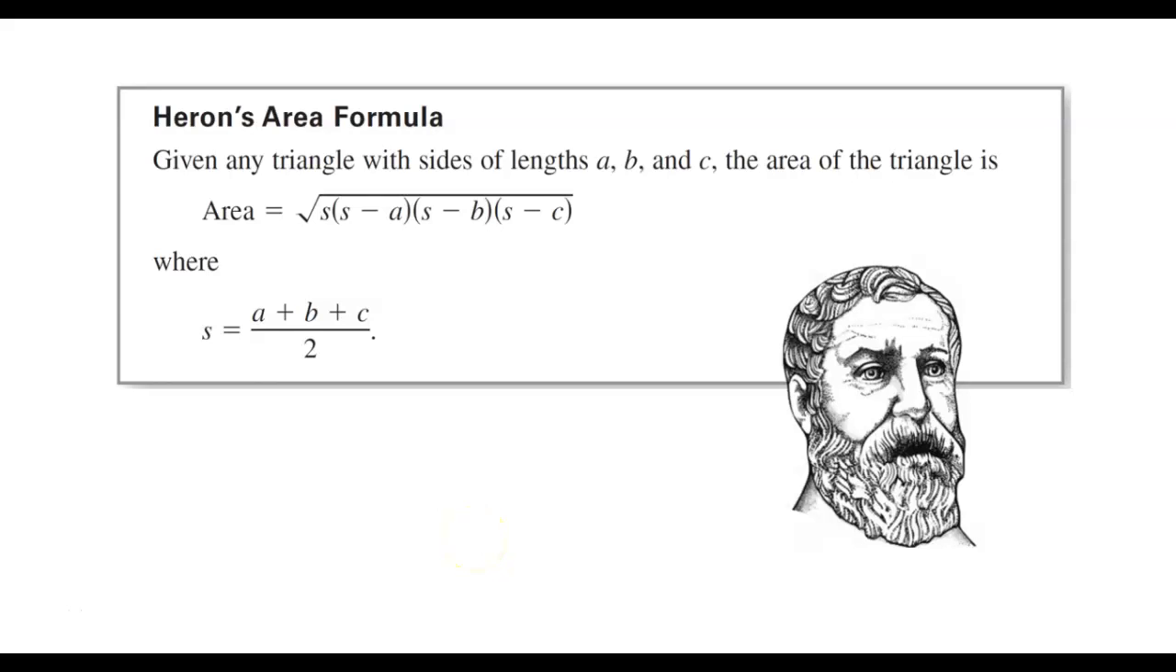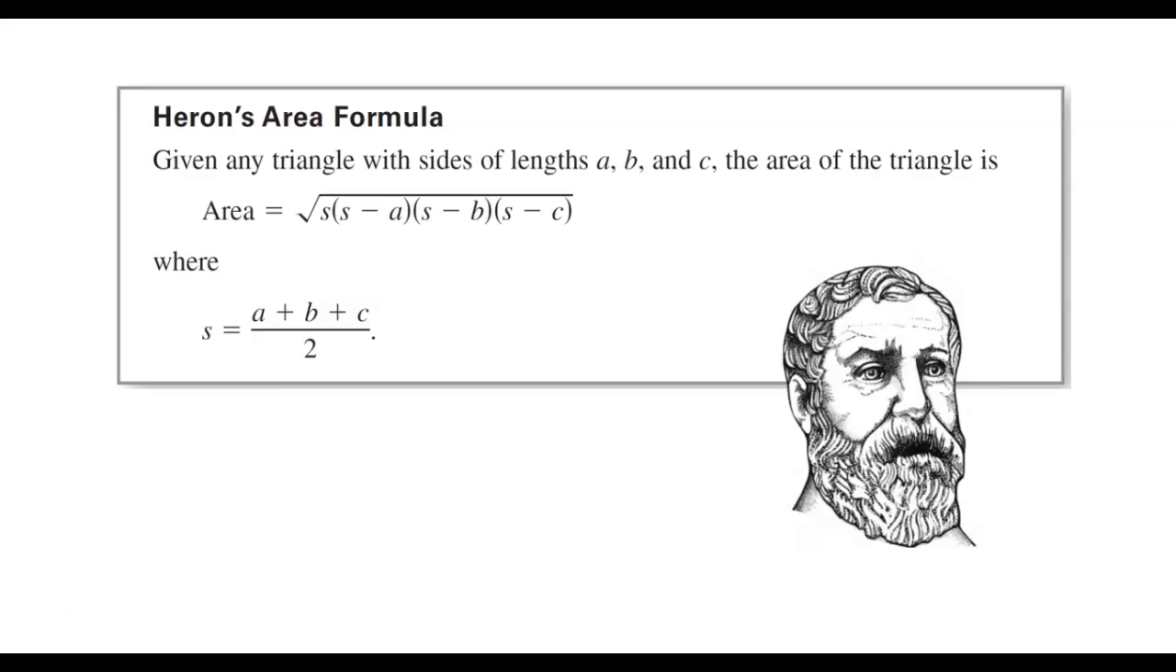And just like section 6.1, section 6.2 contains a bonus triangle area formula. This is a formula named after Heron or Hero of Alexandria, who lived in the 1st century AD. And he figured out this way of calculating the area of a triangle if you know only the lengths of the 3 sides.